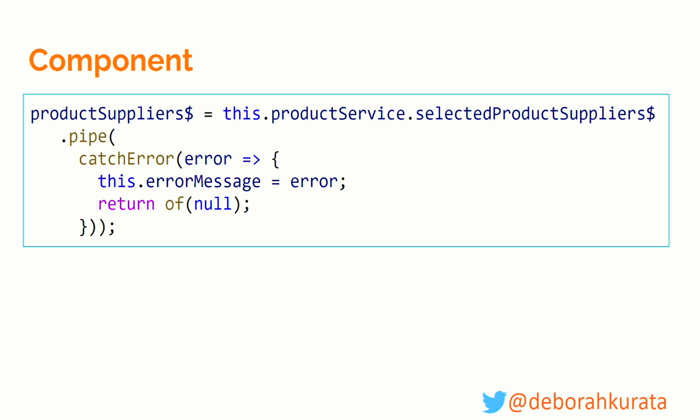And then, of course, we've got our product suppliers coming from our product service, where we used our mergeMap to get the data. I have the full code for this in my GitHub, and I'll have the link at the end.